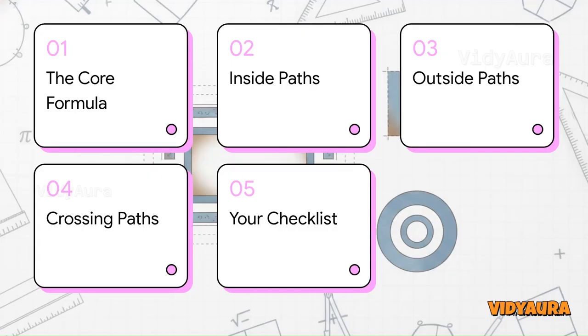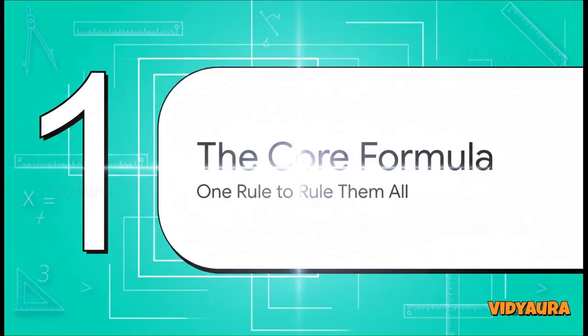So here's our game plan. First, we're going to start with the single most important formula, the one rule that governs all of this. Then we'll tackle three common scenarios: paths on the inside, paths on the outside, and, you guessed it, those tricky crossing paths. And to wrap it all up, I'll give you a super simple checklist so you can get it right every single time.